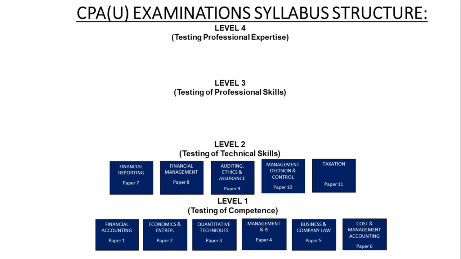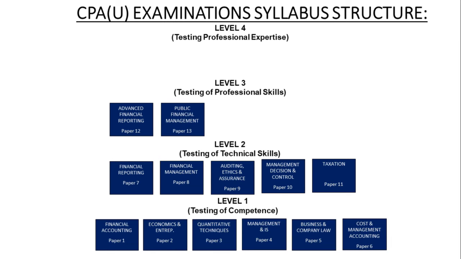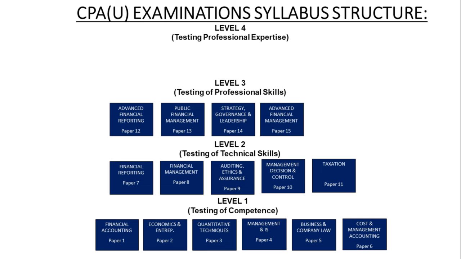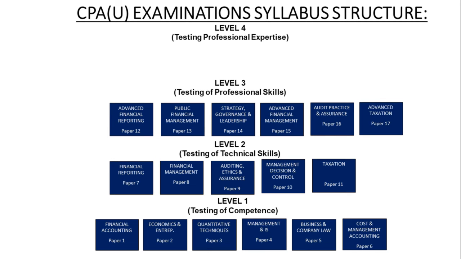And then when we look at level 3, testing of professional skills, it has 6 papers. Paper 12, which is advanced financial reporting. Paper 13, which is public financial management. Paper 14, which is strategy, governance, and leadership. Paper 15, which is advanced financial management. Paper 16, which is audit, practice, and assurance. And then finally, paper 17, which is advanced taxation.